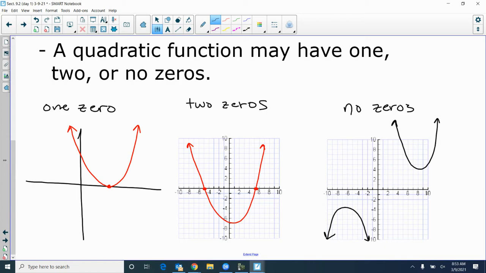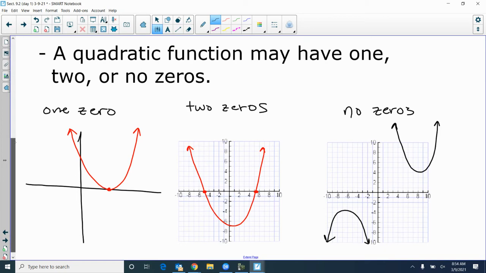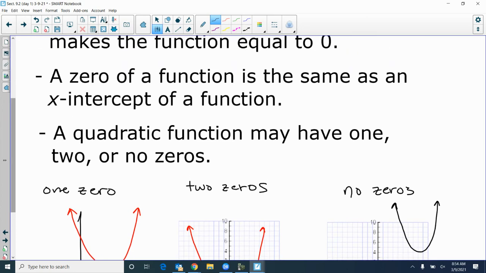And so it should make sense that it could just hit 1 time. It could hit 2 times, or depending on how it's moved, it could hit 0 times. Okay, so those are going to be your 3 cases. Make sure you draw that. So you got 1 zero, 2 zeros, or no zeros. And then looking at the graph, it's usually pretty obvious from that. Now we also call zeros x-intercepts. So when you plug it in, it's going to make the function equal to 0.